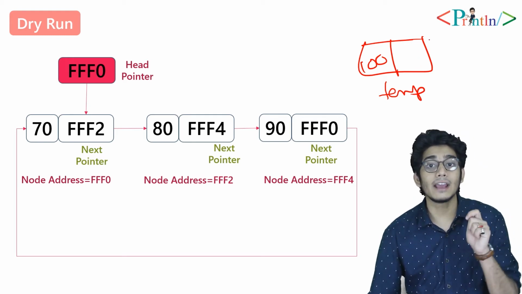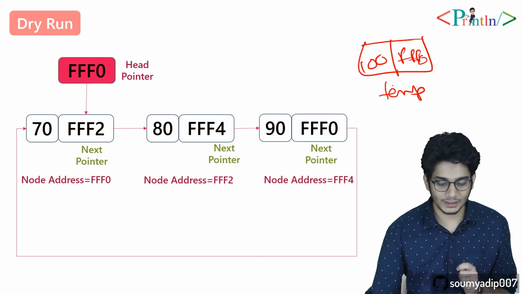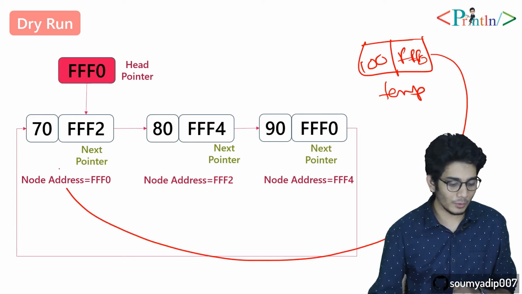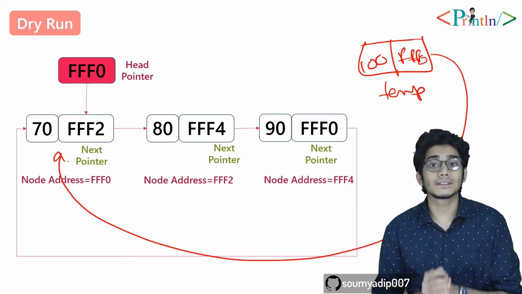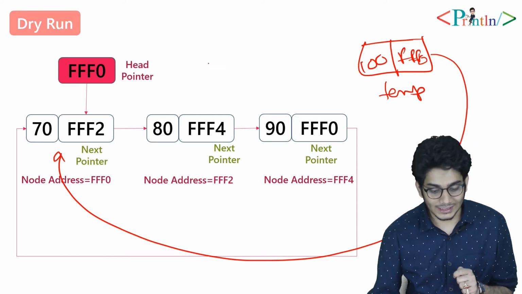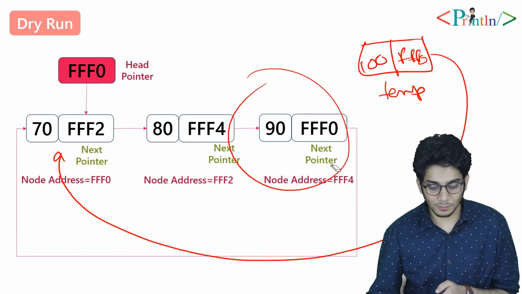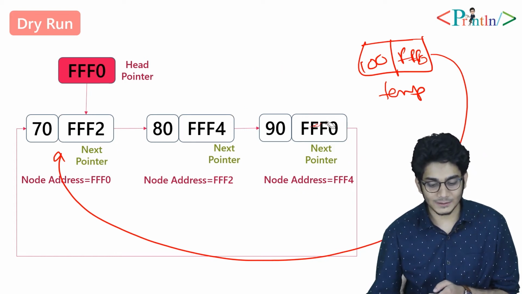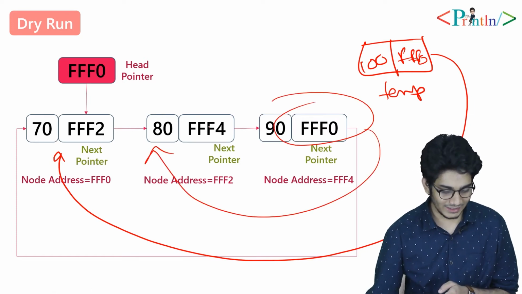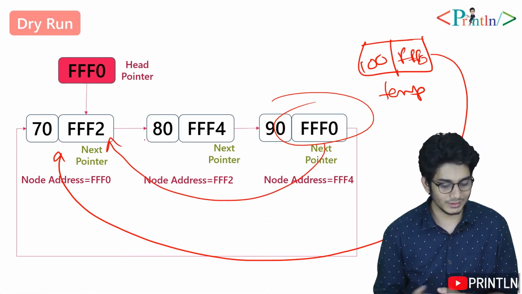So what is the value of head? The value of head is FFF0. So we'll put FFF0 over here. If we put FFF0 over here, then this node will be pointing to the head node. So we have successfully linked our last node to our first node. But for the list, what is the last node? That is FFF4. So what do we have to put here? In this case, the last node is also pointing to the first node, that is 70. So my mistake, just a minute. Yeah, so it's pointing to this node.